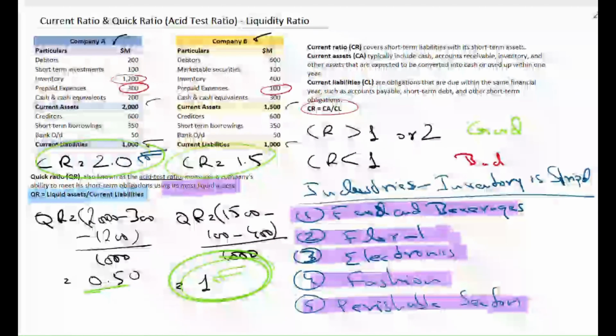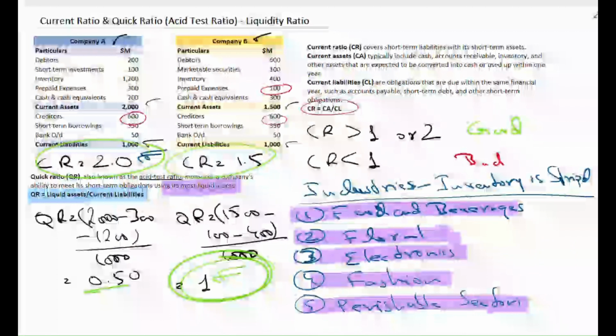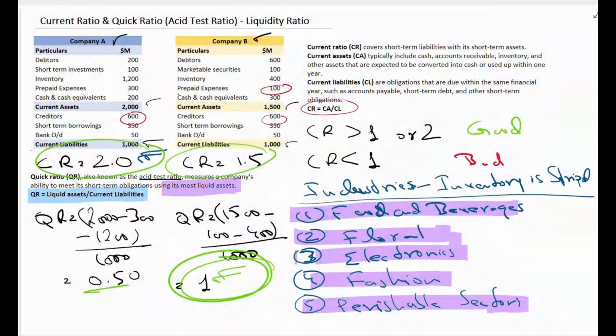Now if we see both the companies' position right now, they both need to pay their creditors 600. Now we're going beyond the ratios, and we see how we analyze the elements. Neither of them has enough in their bank account to pay. So what needs to be done? Let's come to company A. Even if they include the full amount of debtors and the short-term investment, they're still falling short.